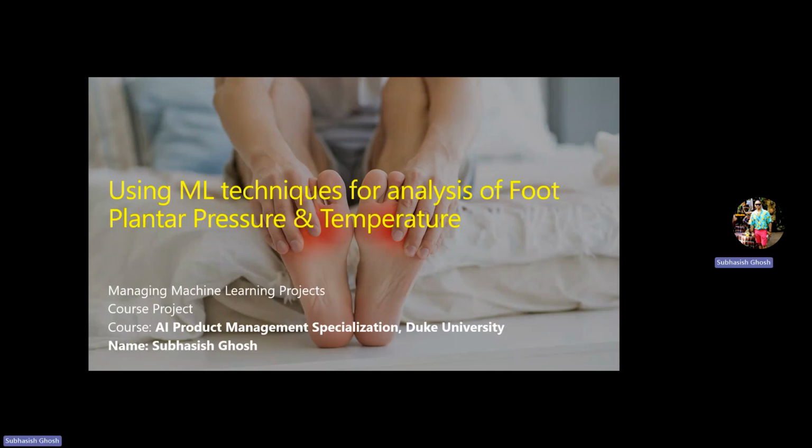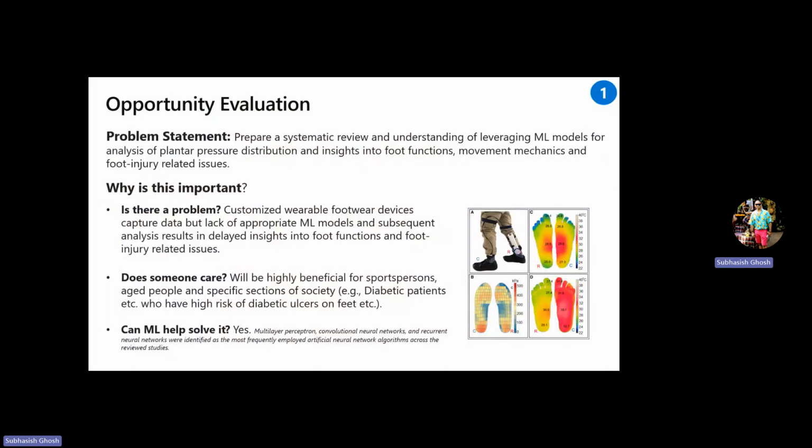This is the Managing Machine Learning Projects course project. In this course project, we're building machine learning models capturing plantar pressure and gait analysis for patients. And then basically we will compare different evaluation methods across different types of machine learning models and try to see which one works the best.